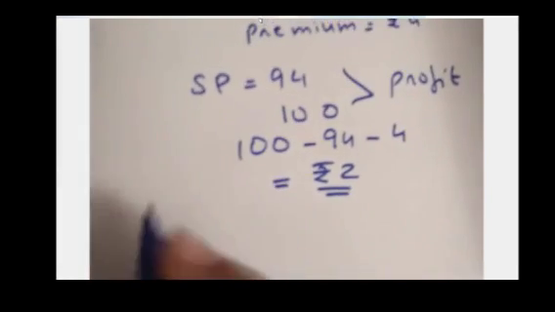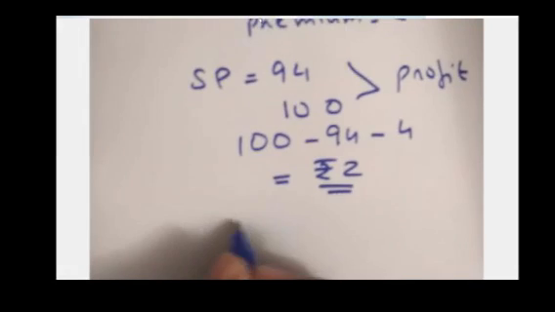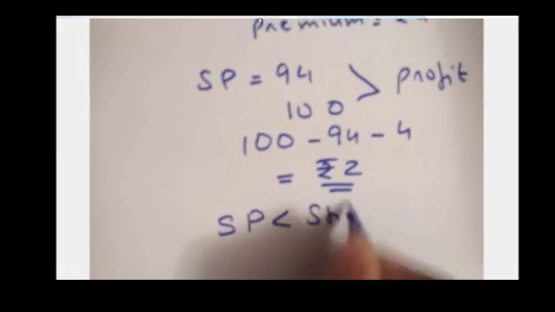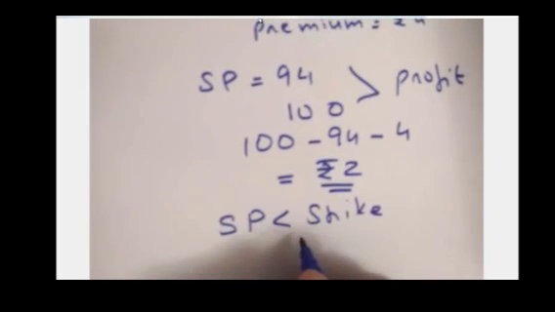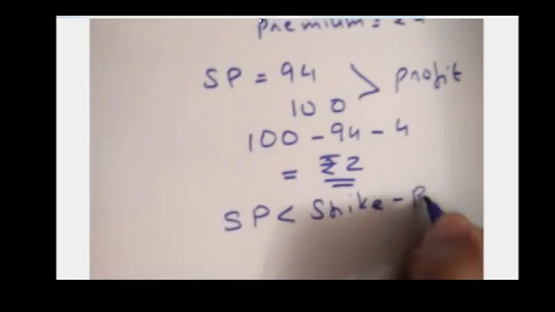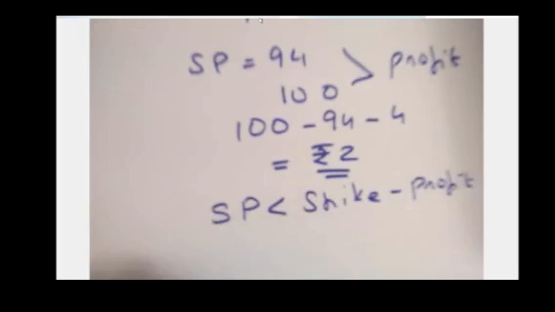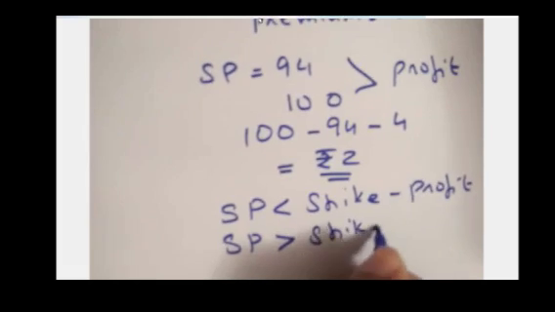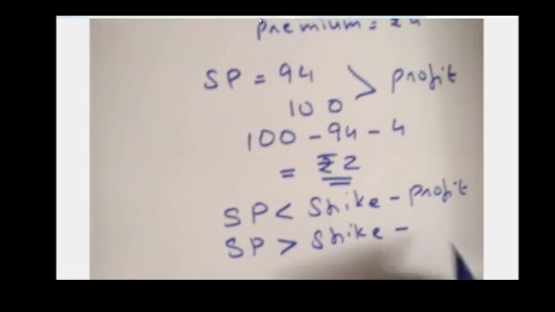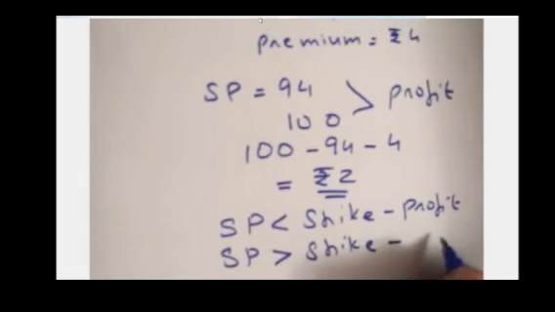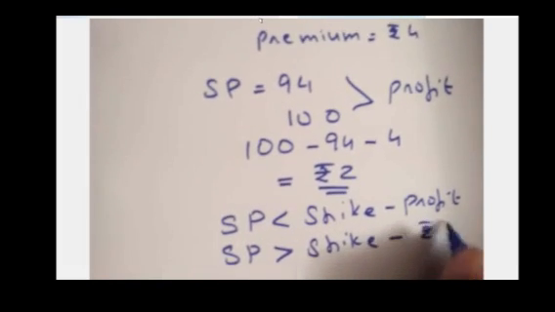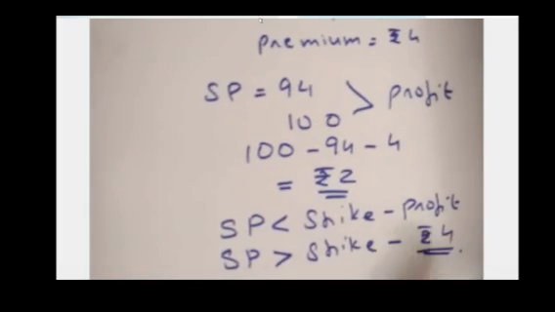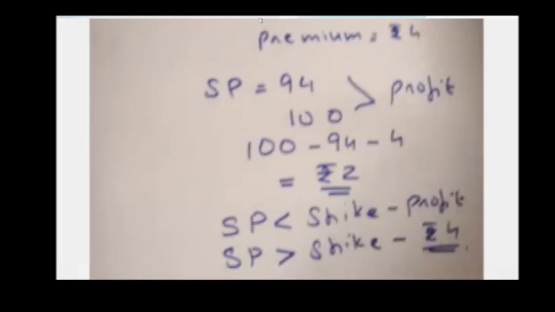So here he will only be exercising the option when the spot price is less than the strike price. When the spot price is less than the strike price, only then does he get a profit. And when the spot price is greater than the strike price, he will not exercise the option, and his loss will be rupees 4, that is the premium he paid. So that is how a long put works. I hope it's clear to you all.